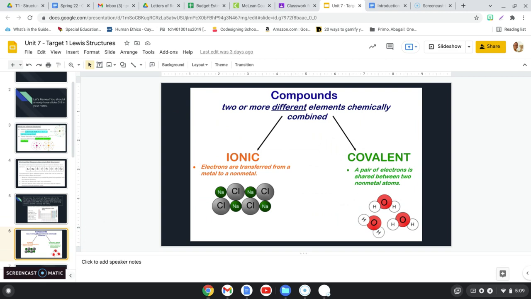There are 2 different main types we'll talk about. This unit, we're going to focus on covalent bonding. And this is when a pair of electrons is shared between 2 nonmetal atoms. So hydrogen is a nonmetal, oxygen is a nonmetal, hydrogen is also a nonmetal. Their electrons are shared among all of them. Versus over here with an ionic bond, it says electrons are transferred from a metal to a nonmetal. In this case, sodium is the metal, chlorine is the nonmetal, and so sodium has transferred an electron to chlorine.